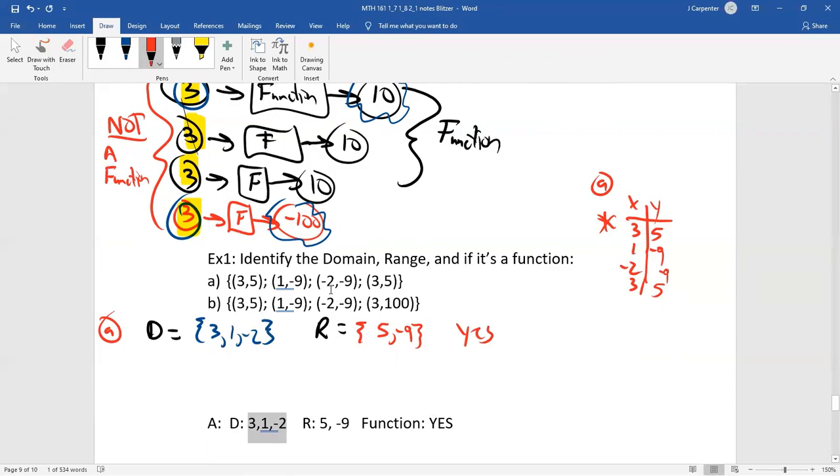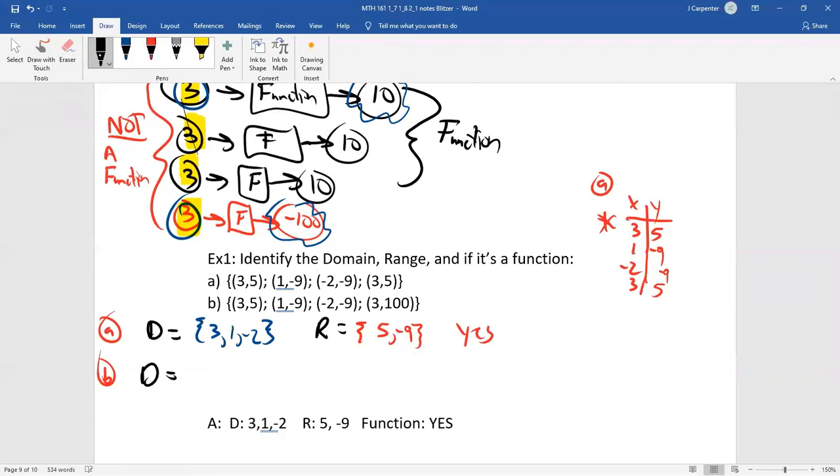Once again, when we talk about domains and ranges, we're typically doing things as interval notations. This is an atypical problem. We're just kind of putting our big toe into the waters to get a feel for everything. All right, so now let's try B.